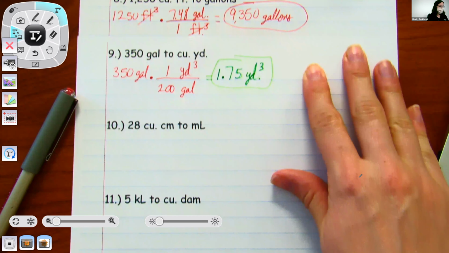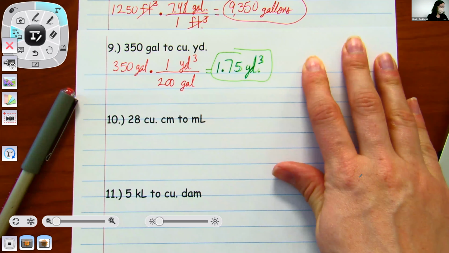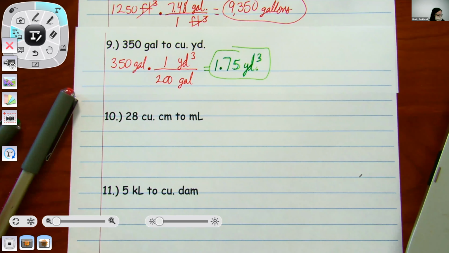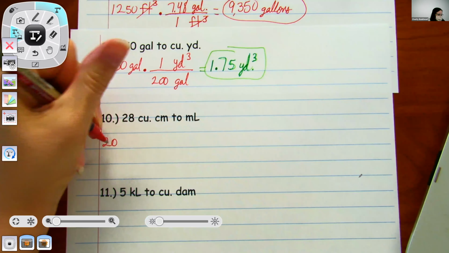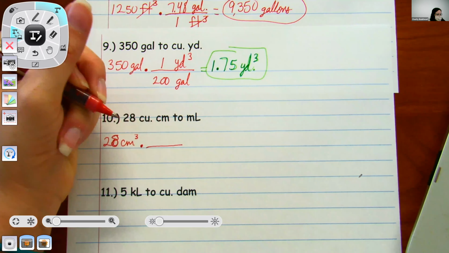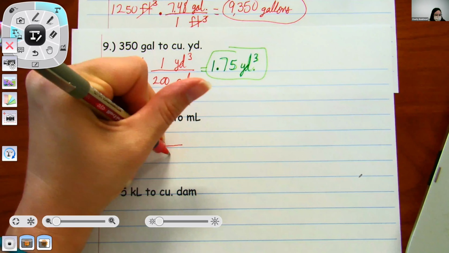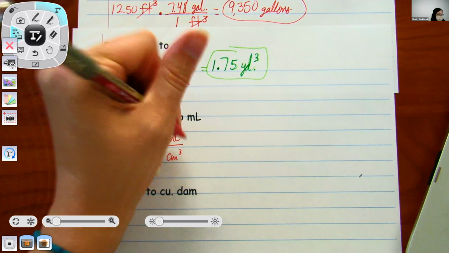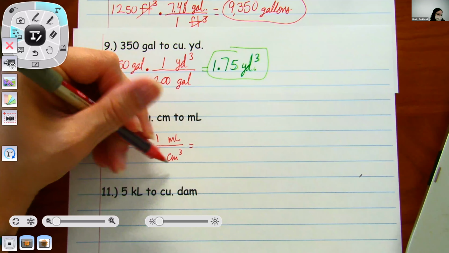Number 10 says 28 cubic centimeters to milliliters. On the sheet, it says that 1 milliliter equals 1 cubic centimeter. So 28 cubic centimeters equals 28 milliliters.